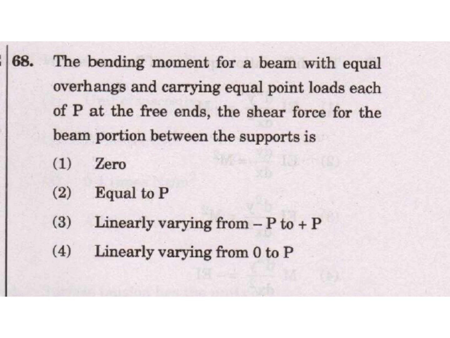The question is, for a beam with equal overhangs and carrying equal point loads, each of P, at the free ends, what is the shear force for the beam portion between the supports? Suppose you are taking this type of beam, and at the ends equal point loads P and P with equal overhang, so this distance is L, this distance also L. Due to symmetry you will get P here, here also P, so the shear force: P and P cancel, so in this portion you will get 0 shear force. 1 is our answer.